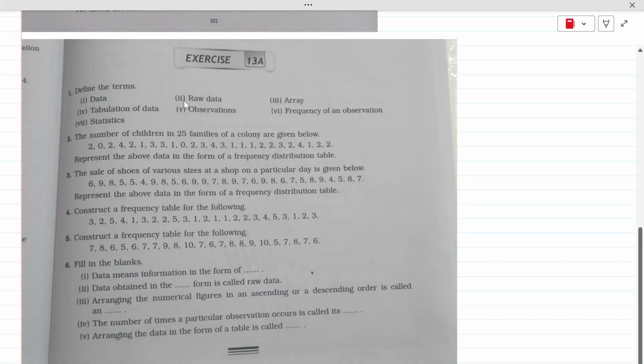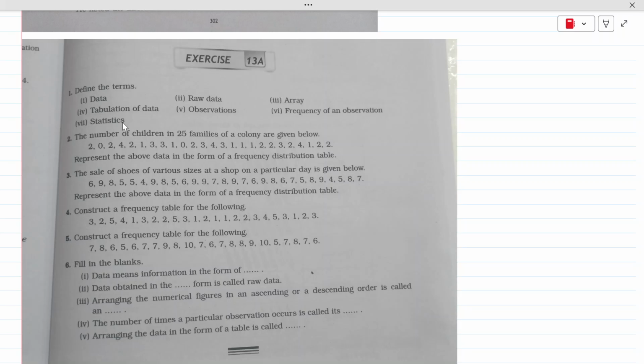Raw data is the data in its original form. And what is an array? It is the arrangement of the data in ascending or descending order. Then we have tabulation of data, which means presentation of the data in a tabular manner after processing the raw data. Then we have observations, which means all the numbers, all the figures which we gather in the data are called observations. And next we have frequency of observation. Frequency is how many times a number is appearing.